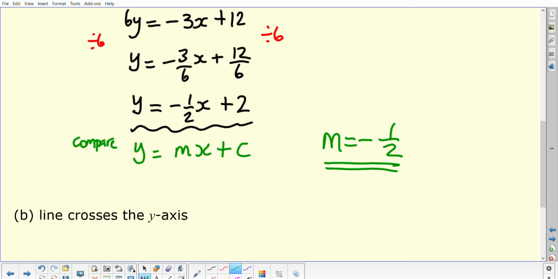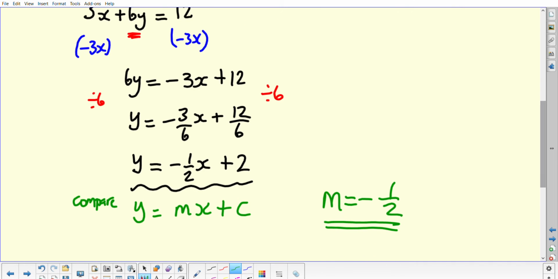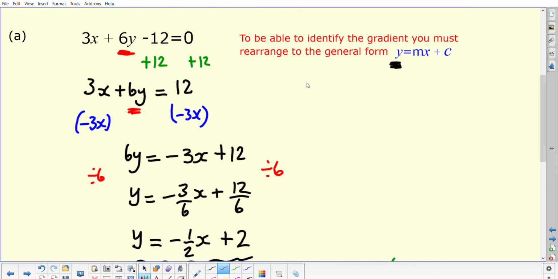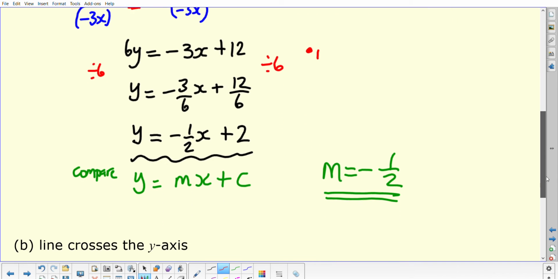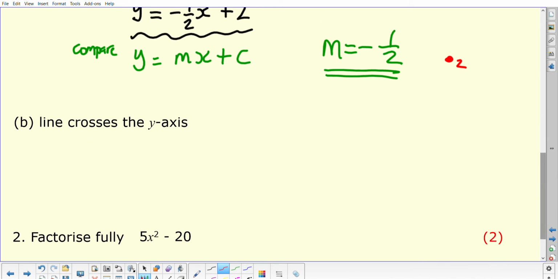Now your marks for that question, you do get 1 mark for first of all starting to rearrange that equation and getting down to this line here, and then the last mark is really for getting down to the 1y equals and identifying the gradients. That's how you'd earn your 2 marks there.